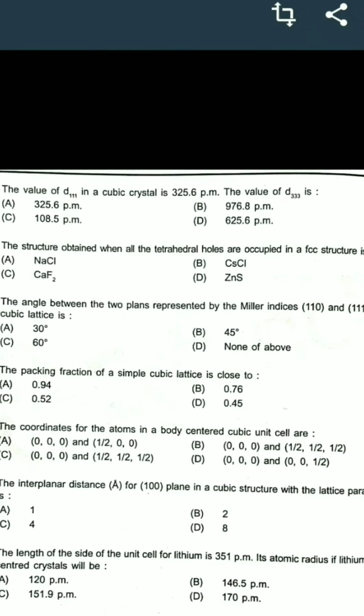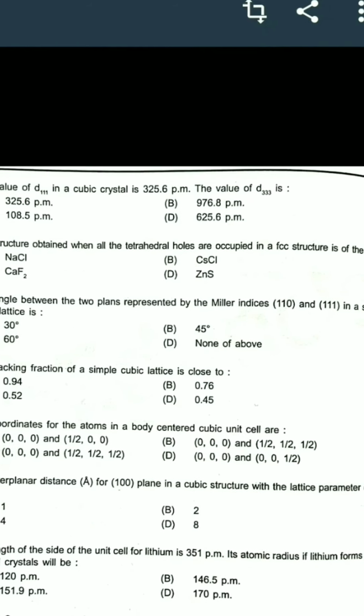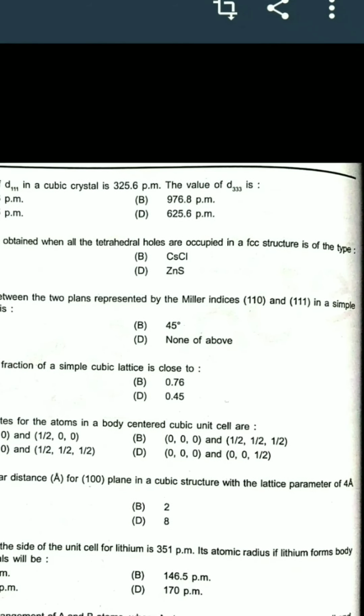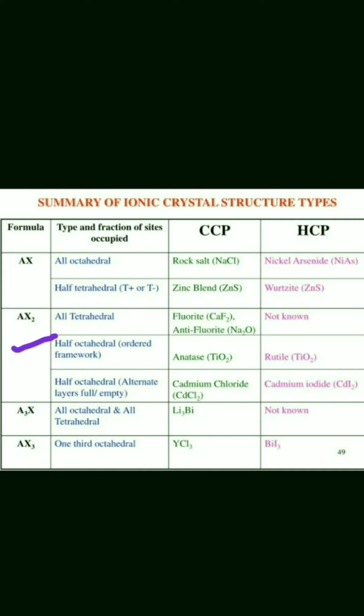Number two question. The structure obtained when all the tetrahedral holes are occupied in FCC structure is of type? In AX2 types of crystal, all the tetrahedral sites are occupied in FCC structure.